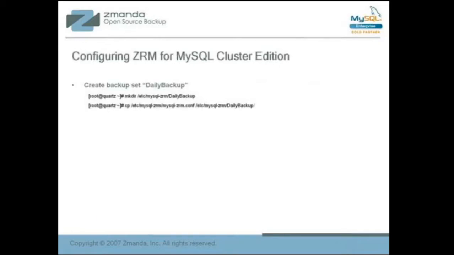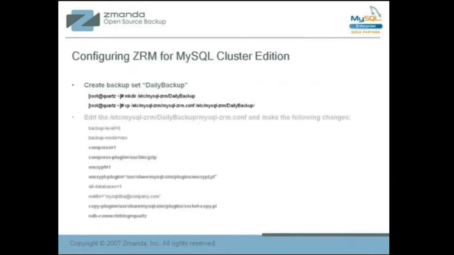Let's start by configuring Quartz to back up our MySQL cluster. First, we will create a backup set called Daily Backup and copy the default MySQL-ZRM configuration file into the Daily Backup directory. Next, we will edit the MySQL-ZRM configuration file in the backup set directory we just created and make the following changes. We will turn on compression. By default, ZRM uses gzip to compress the backup. You can use gzip or specify your own compression utility.